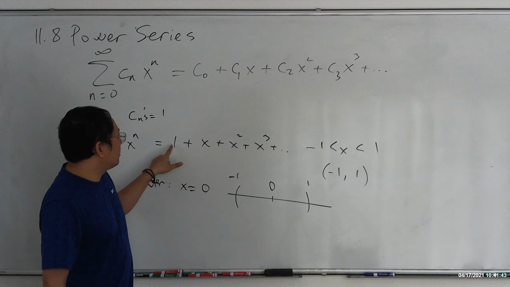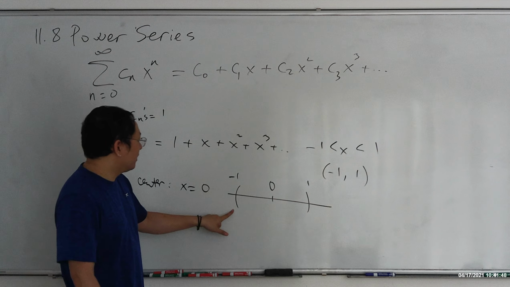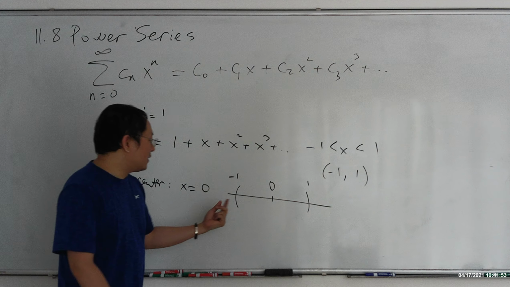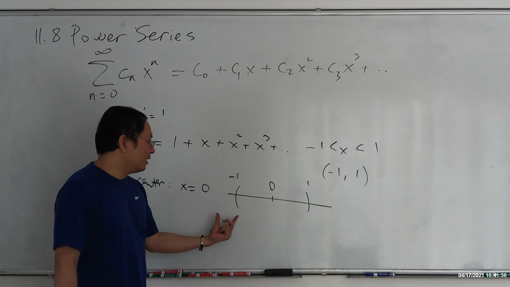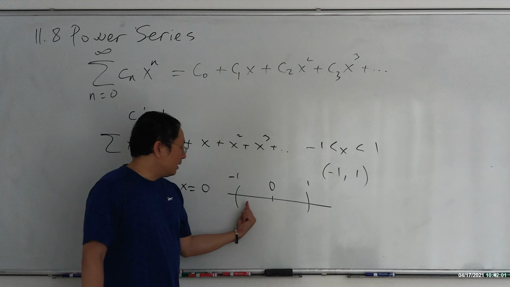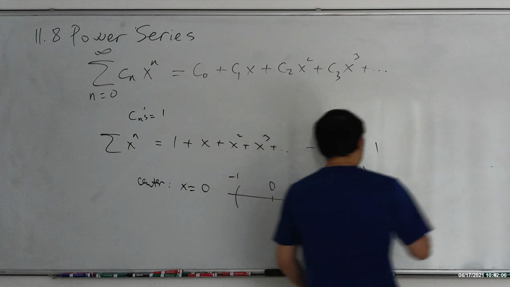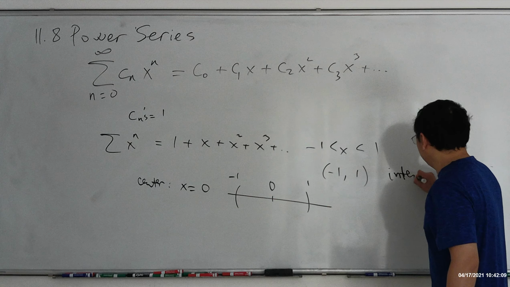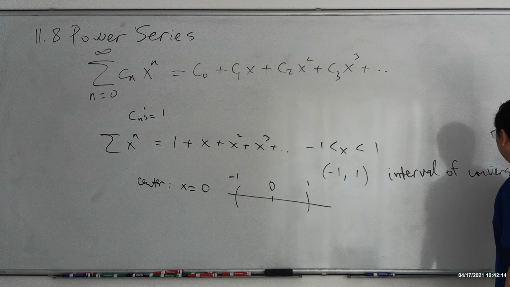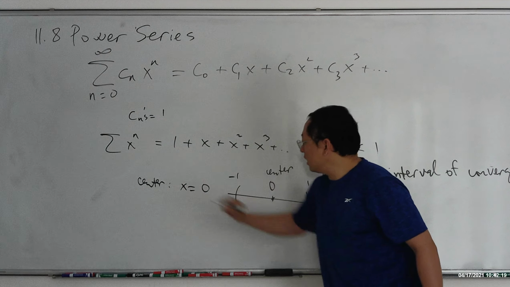When x equal to 1, this is 1 plus 1 plus 1, all the way. Add all the ones together, you get infinity. When x equal to -1, you get 1 minus 1 plus 1 minus 1, an alternating series. It is also divergent. So the interval of convergence is all the real numbers between -1 and 1. The center is right here at 0, the center of convergence.